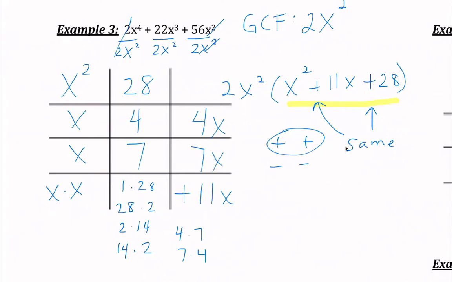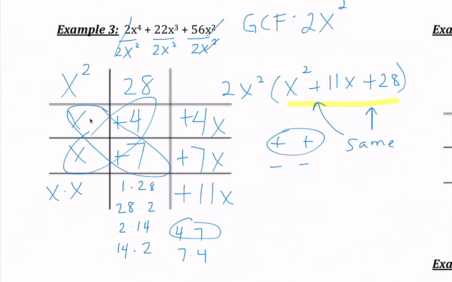I remember my signs have to be the same. They both have to be positive. So does a positive 4 and a positive 7 combine to give me a positive 11? It does, so I found the one that works. So I slide my signs on over, and then I'm going to crisscross.